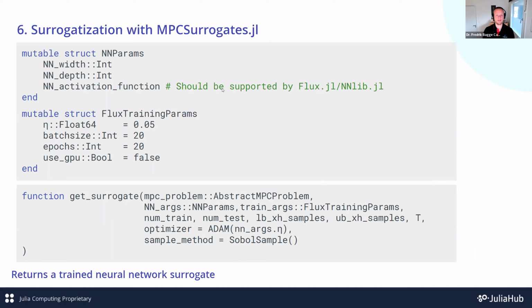All right, and with that, I once again leave over to Avinash, who will dig into the details of surrogate training. All right, thank you, Fredrik.